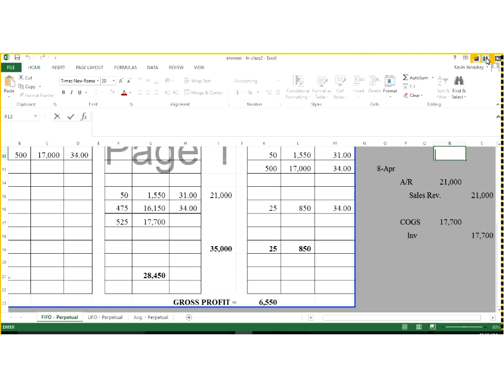Cost of goods sold, as you can see, went slightly up. And that makes sense. I sold the more expensive items. I sold the $34 items, and I only have the $38 items left. I have 25 items still on my books that cost $750.